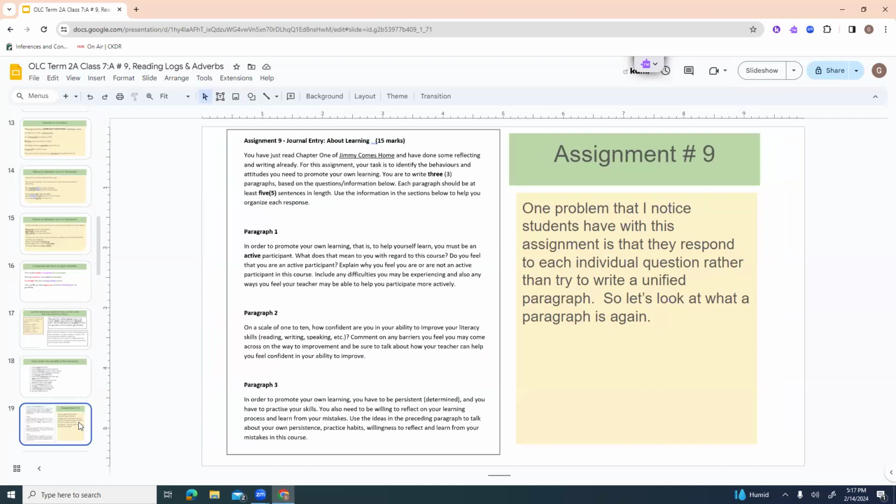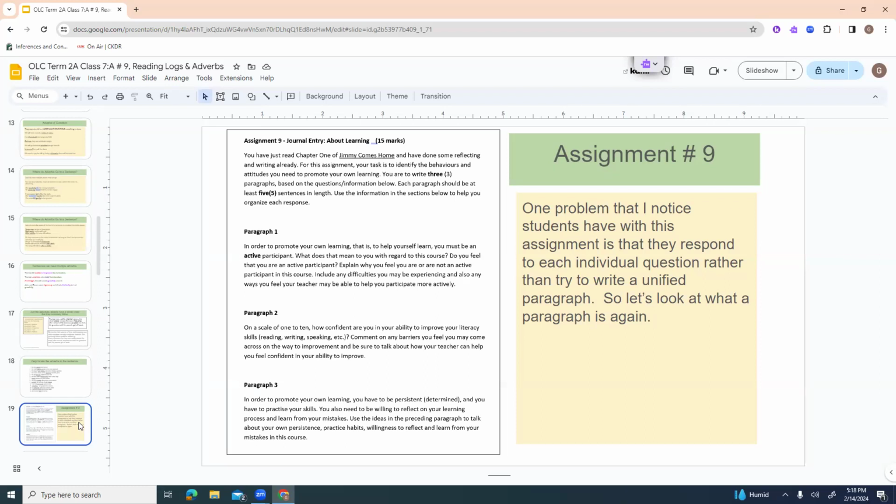Okay, so looking here at assignment number 9, this is a journal entry about learning, and it's worth 15 marks. At this point, everybody has read chapter 1 of Jimmy Comes Home, and you've done some reflecting and some writing on it already. For this assignment, your task is to identify the behaviors and the attitudes you need to promote your own learning. You are to write 3 paragraphs based on the questions and the information below. Each paragraph should be at least 5 sentences in length. And yes, I do count them. And I do dock marks if they're not there.